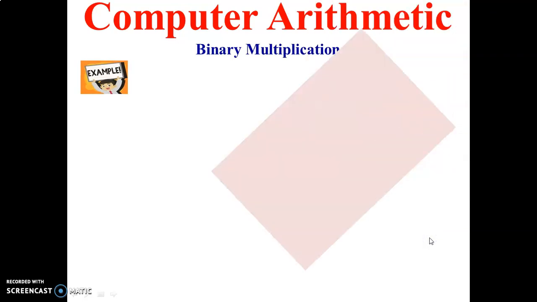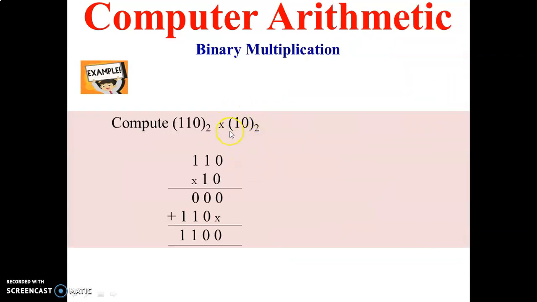Here we are going to multiply 10 base 2 with the number 110 base 2. For that we arrange the numbers like this, and now we perform multiplication. From here I'll pick 0 and multiply with these three numbers. So 0 multiplied by 0 is 0, 0 multiplied by 1 is 0, 0 multiplied by 1 is 0. Now I'm picking 1 and multiplying with these three numbers. So 1 multiplied by 0 is 0, 1 multiplied by 1 is 1, and 1 multiplied by 1 is 1.